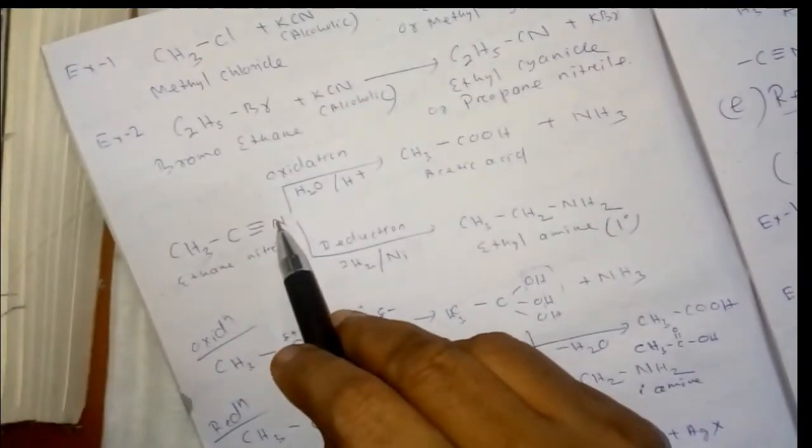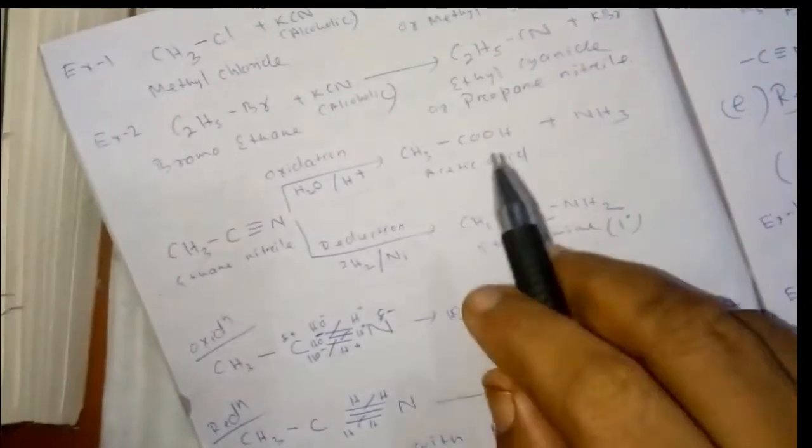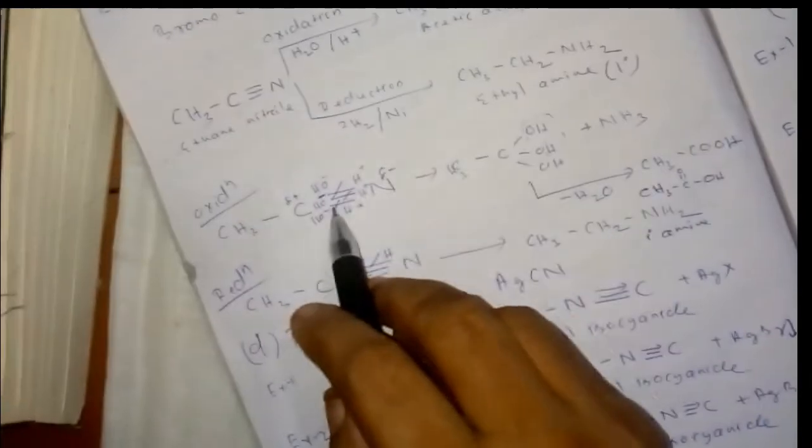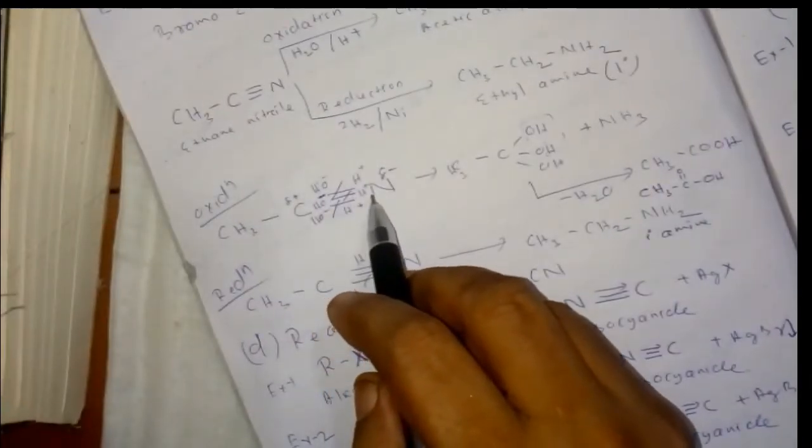Reduction will give CH3CH2NH2. I have explained it. How does it occur? Take CH3C triple bond N.